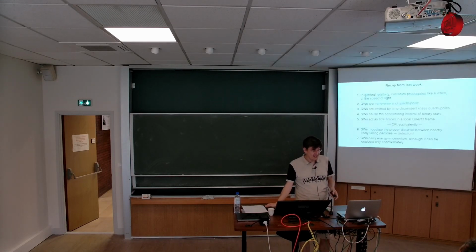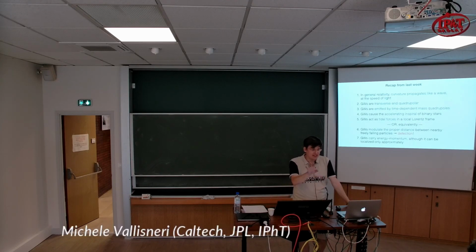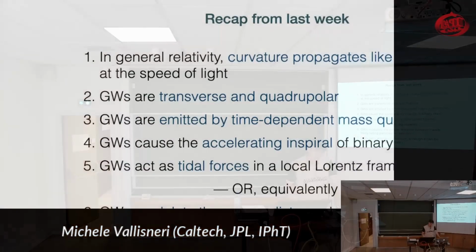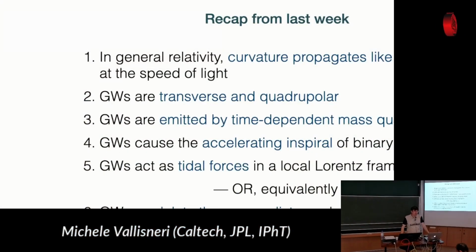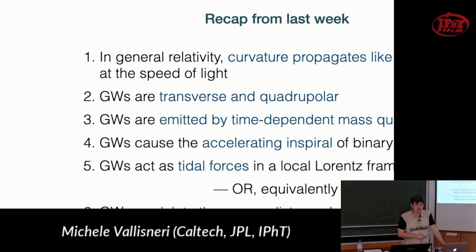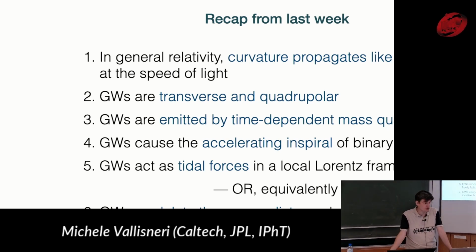So on the screen, a quick recap from last week, since there may be a couple of new people. In general relativity, curvature propagates like a wave. Curvature means the Riemann tensor, at the speed of light. These gravitational waves are transverse, like the electromagnetic field, and they're quadrupolar. You may call them spin 2, as in a rotation of 180 degrees brings them back to themselves. They are emitted at leading order by a time-dependent mass quadrupole. It cannot be monopole because that's conserved, that's mass. It cannot be dipole because that's momentum, also conserved.